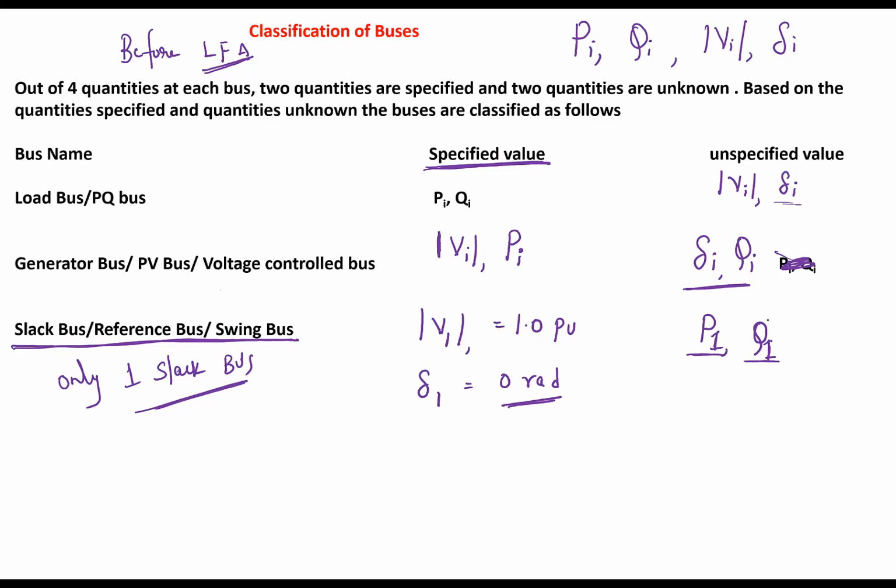Why is it called the reference bus? The voltage angle of the slack bus is taken as 0, which is the reference for the voltage angles of all other buses. Understand?